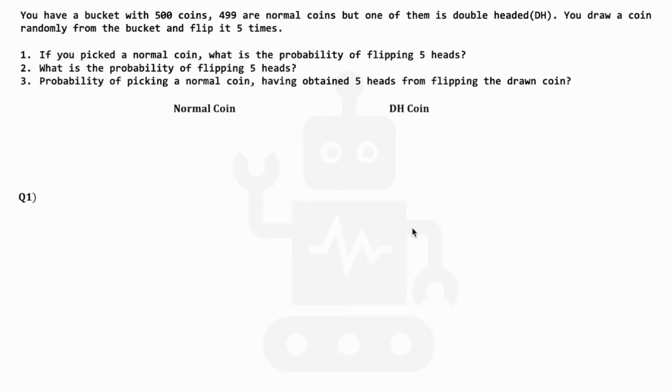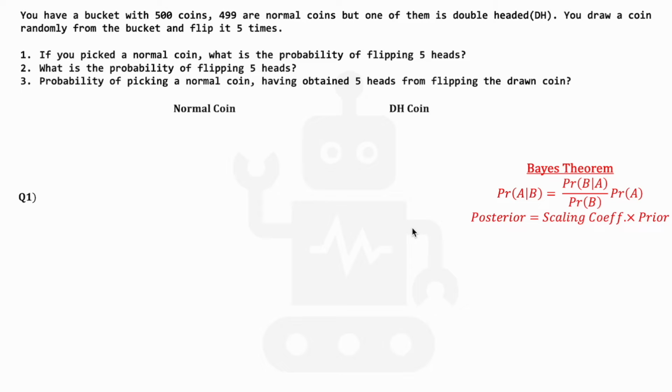What is the probability of flipping 5 heads in general, just from this situation? And lastly, what is the probability of picking a normal coin, having obtained 5 heads from flipping the coin that was drawn? Now from this last question, you can tell that we are trying to calculate a probability knowing some new piece of information. In this case, it is the knowledge that we have flipped 5 heads using this random coin. Hence, this is a question regarding Bayes' theorem listed on the right.